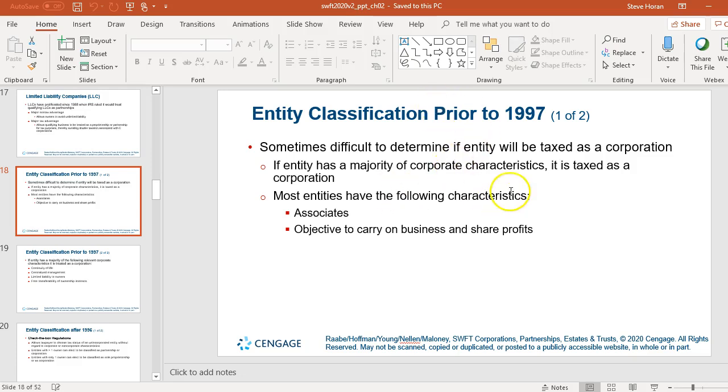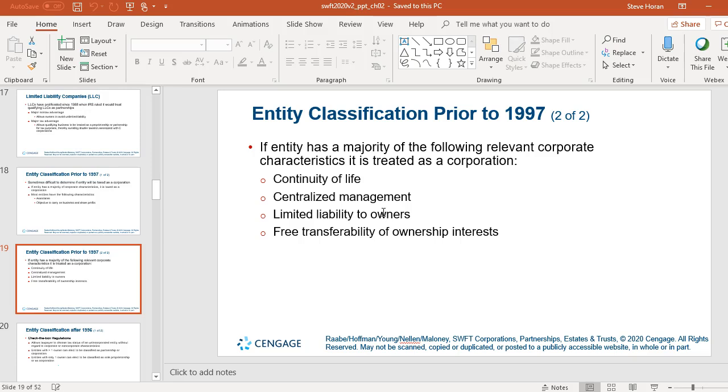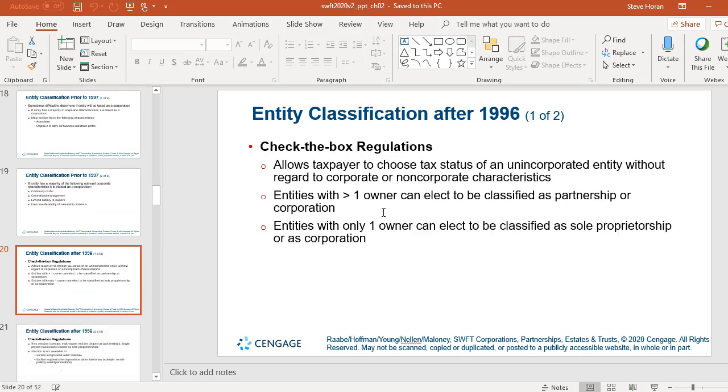And then you might see a problem or a question or two that deals with 1997 and the classification. It says sometimes difficult to determine if an entity is taxed as a corporation. If it has major corporation characteristics, it's taxed as a corporation. And basically, most entities have the following characteristics: a number of associates, and obviously to carry out a business to share in profits. And also continuity of life, centralized management, limited liability of owners, and free transferability of ownership interests. If it has those types of things, then the IRS will say, well, that's a corporation. That looks just like a corporation.